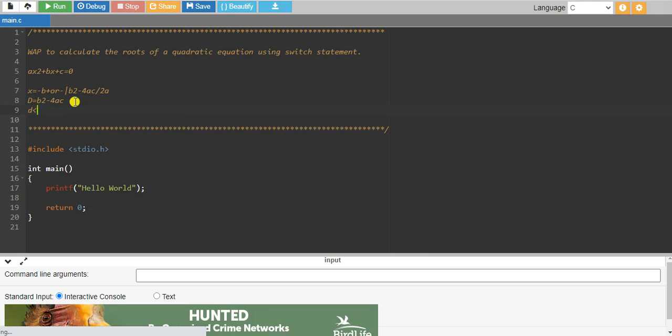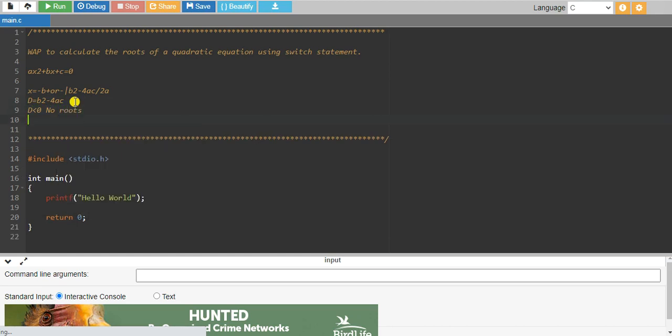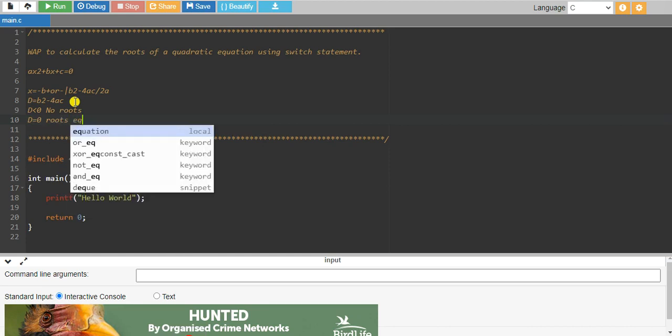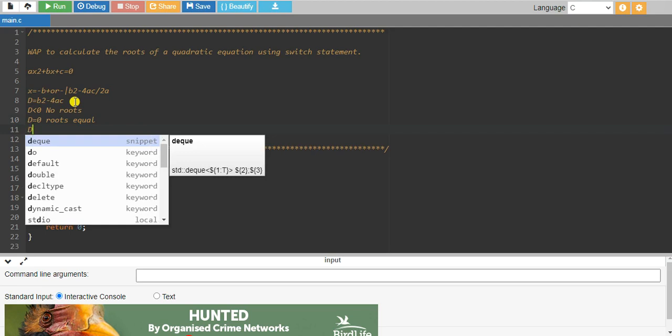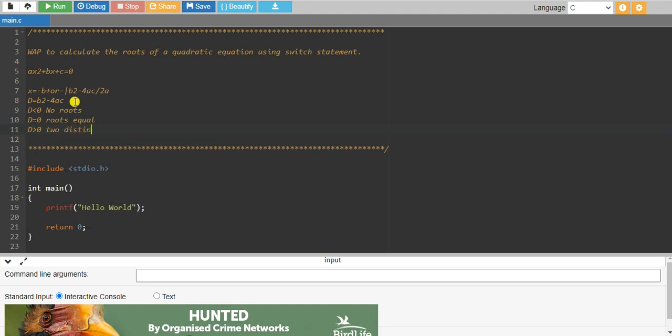So in the case d less than 0, then no real roots are found. If d equal to 0, then the roots are real and equal. If d greater than 0, then there are two distinct roots. So we are deciding based on the value of d. So this is about the quadratic equation.